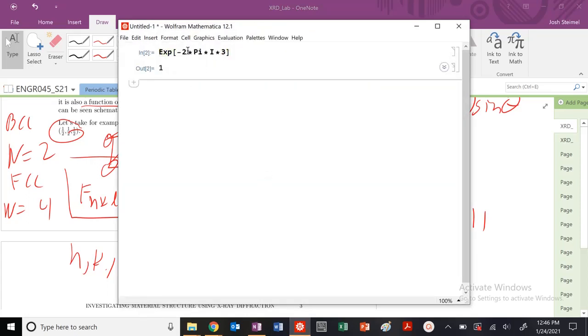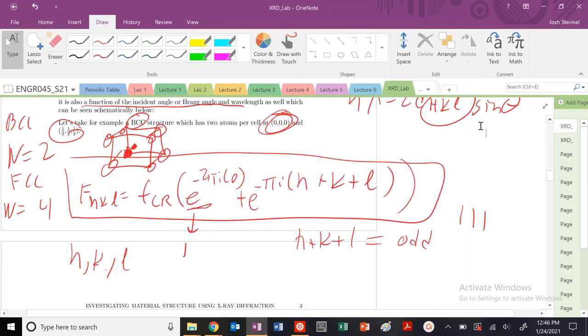So, minus pi i. If it's 3, it's going to be -1. So if it's -1 here, 1 plus -1 is going to cancel out, so I'm not going to see a signal. So for 111, no signal.